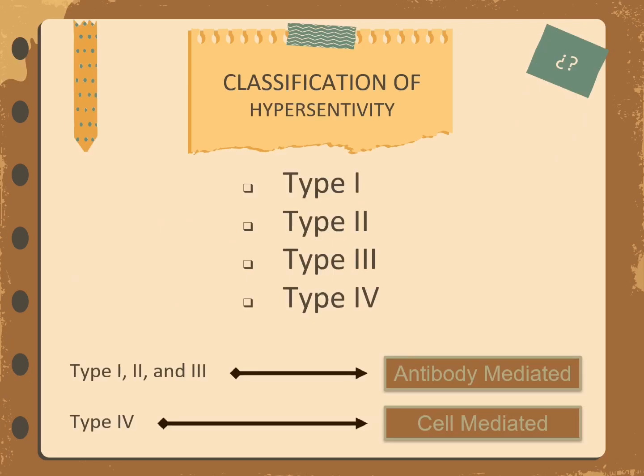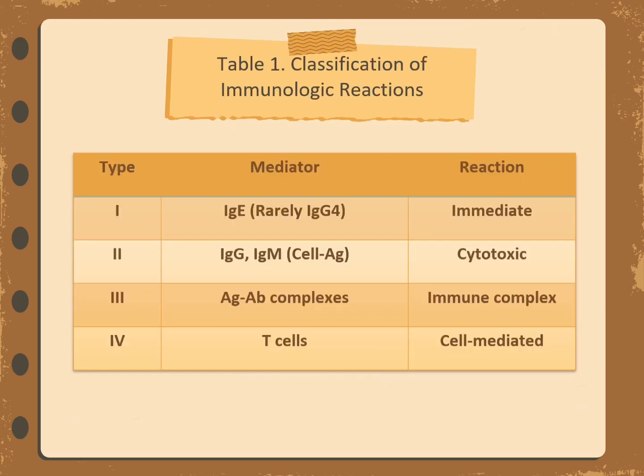Hypersensitive reactions have 4 types based on the mechanism involved and time taken for reaction. A particular clinical condition may involve more than one type of reaction. So this is the classification of hypersensitivity wherein type 1, 2, and 3 are antibody mediated, while type 4, on the other hand, is cell mediated.